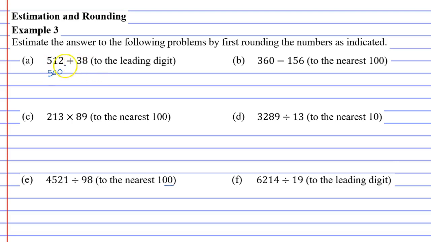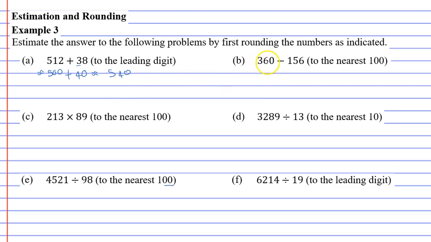Sometimes you've got to round up. So for 38, 3 is the leading digit, but we're going to round that up to 4 because 38 is closer to 40. Now this is an approximately equal to sign that we're going to use because it's not the exact answer, the exact solution. And 500 plus 40 is really simple to work out, 540. So we see here it was quick to work out, but it's not 100% correct.